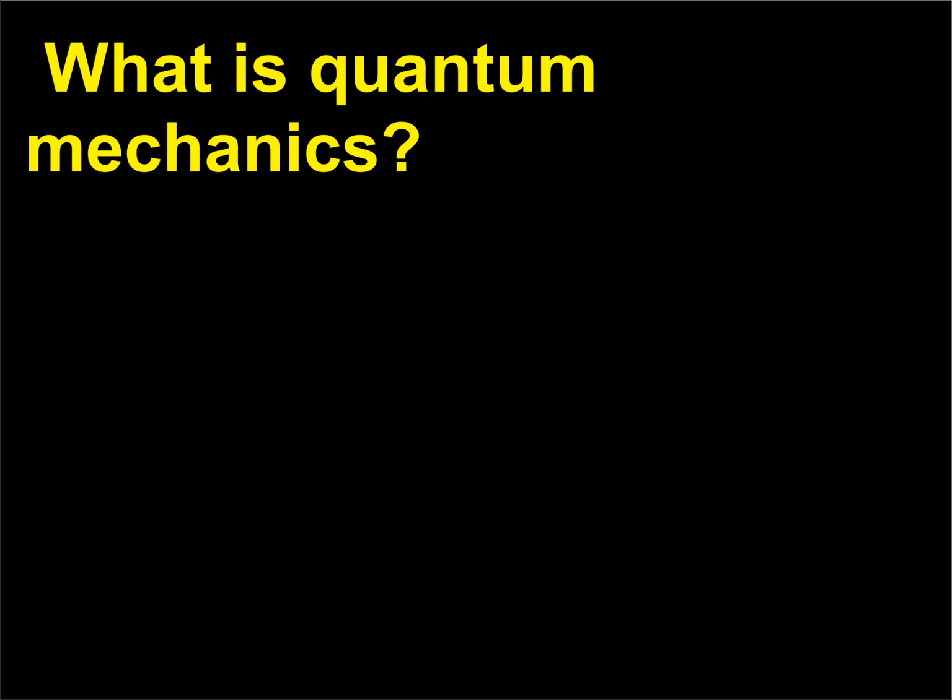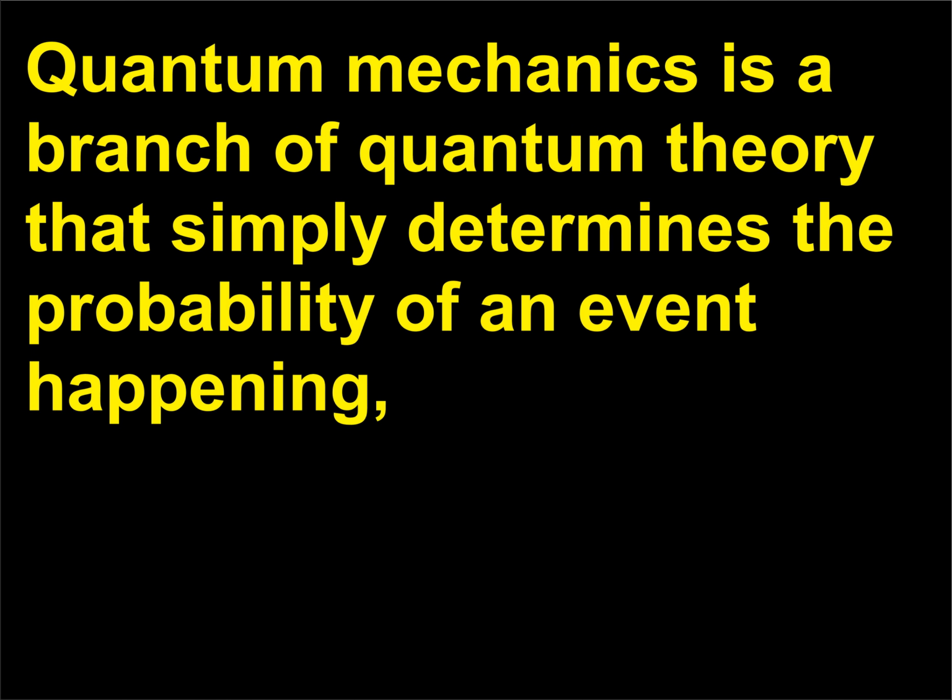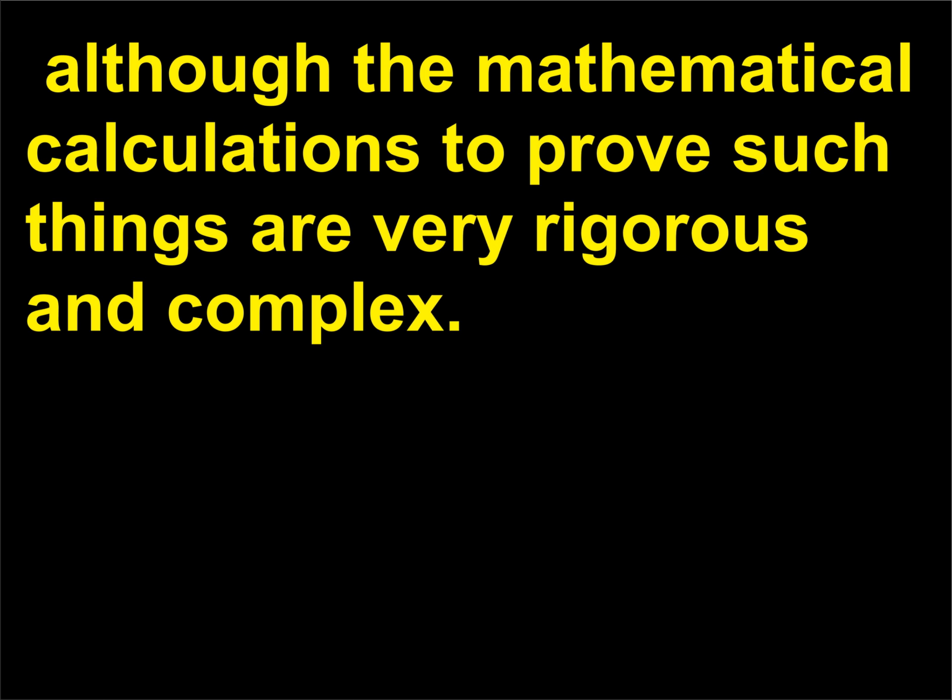What is quantum mechanics? Quantum mechanics is a branch of quantum theory that simply determines the probability of an event happening, although the mathematical calculations to prove such things are very rigorous and complex.